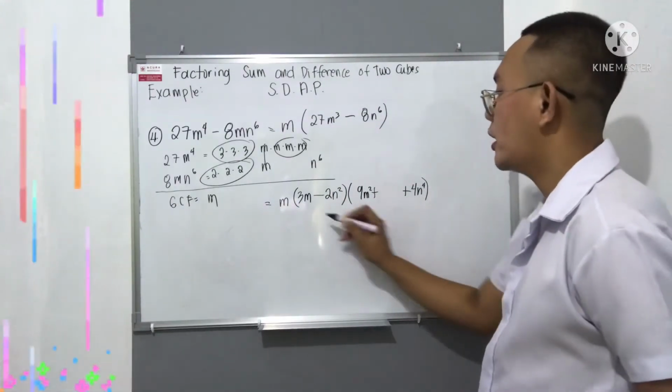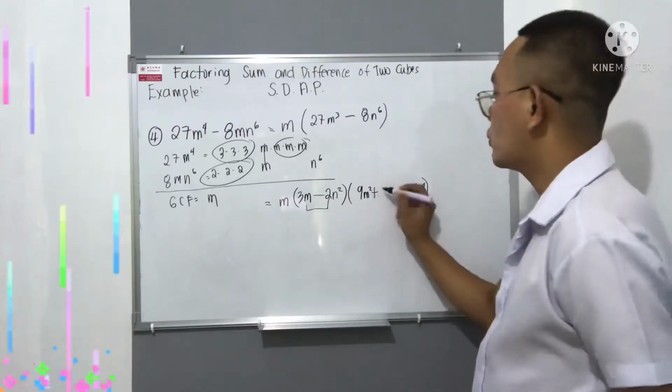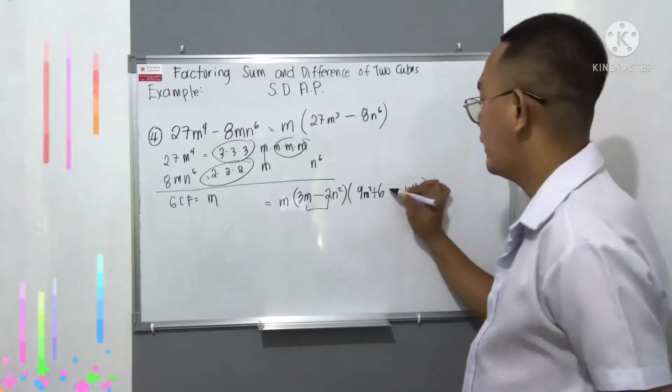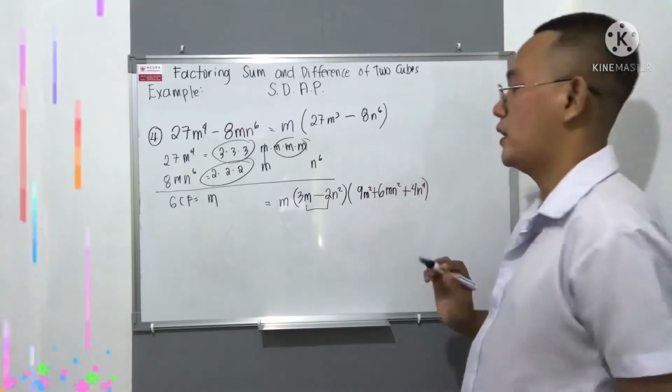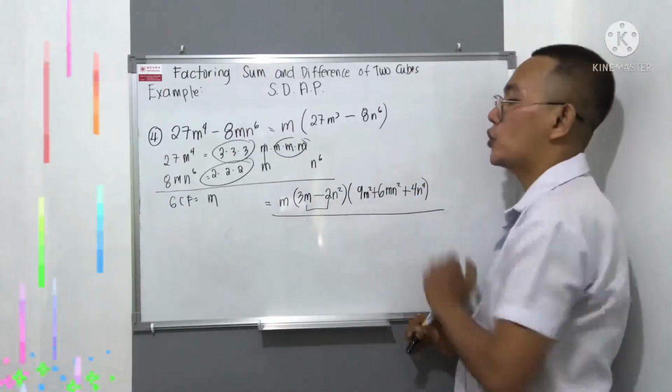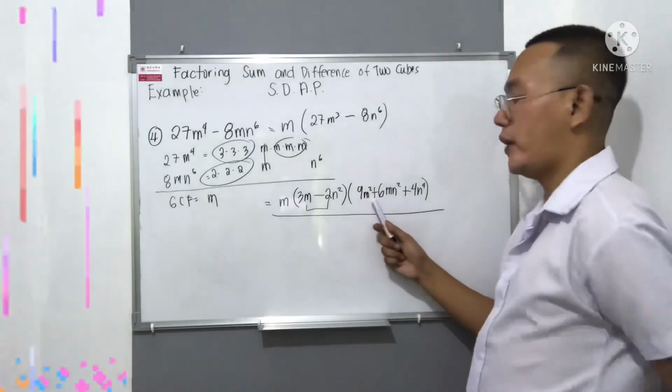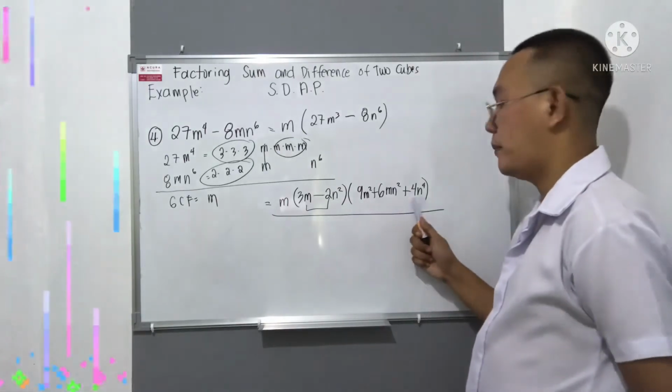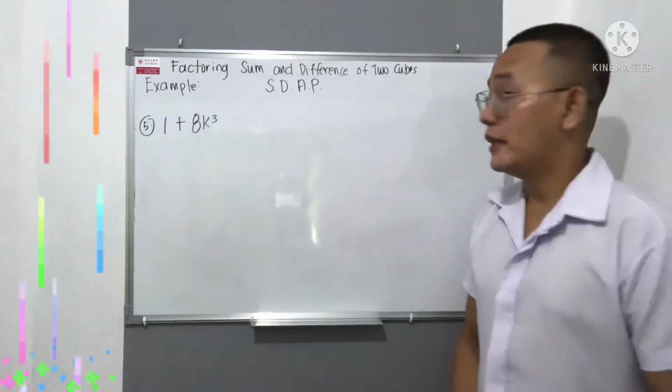Okay, para makuha middle term, multiply natin to. 3 times 2 is equals to 6. And then mn squared. So, final answer natin, we have m times 3m minus 2n squared times 9m squared plus 6mn squared plus 4n to the 4th power.